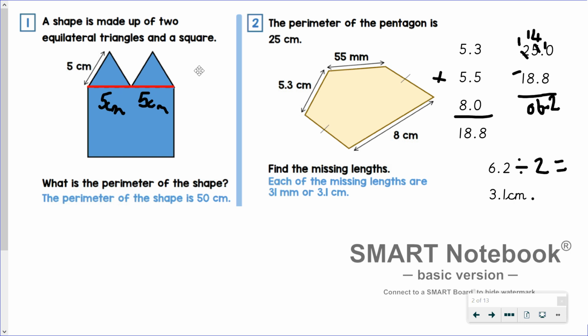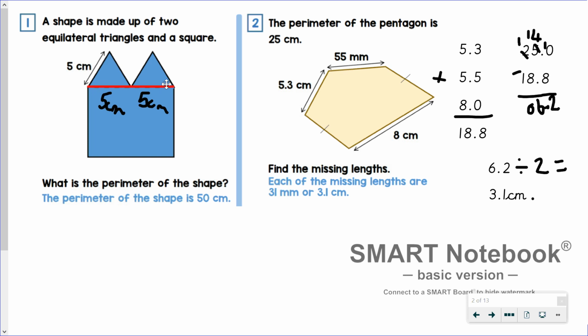So, equilateral triangles, we know all sides are the same. Squares, we know all sides are the same. The perimeter of a shape is the distance around the outsides. We have this side, this side, this side, this side, this side. So we've got three straight sides and then four of the ones on the triangle. Now we are told that one side of the equilateral triangle is 5 centimeters. This one going down is 5, this one going back up is 5, this one going down is 5. So we know that there's 20 centimeters at the top.